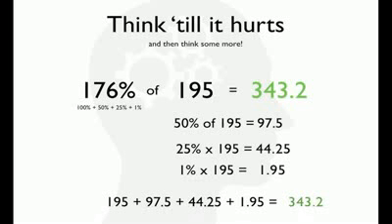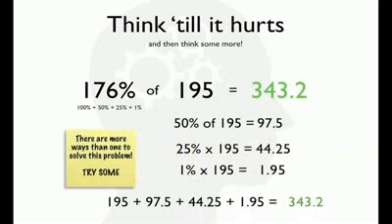We know that's the correct answer, or we have a hint of that, because when we multiply 176% of 195, we're expecting a number bigger than 195. Remember, there are more ways to solve this problem. Maybe come up with a few on your own and give them a try.